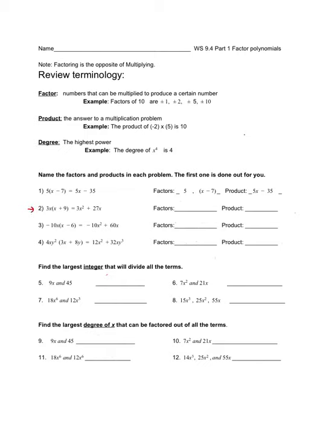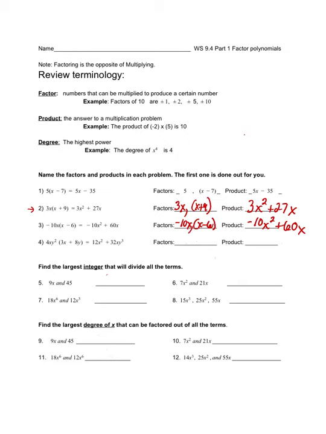All right. The factors, remember, when you multiply two things together, those are the factors. The factors are 3x and x plus 9. And then the product, the answer to a multiplication problem, is 3x squared plus 27x. For 3, the factors are negative 10x and x minus 6. And the product is negative 10x squared plus 60x. That's what you get when you multiply those two things together.